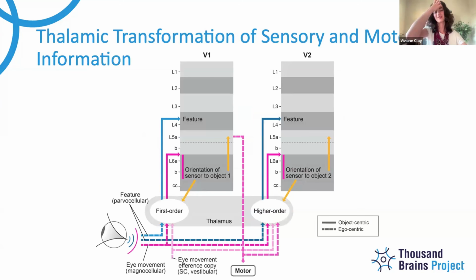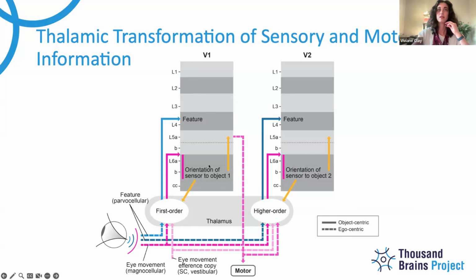Okay, so now to the first big new proposal in this paper, which is the role of the thalamus in transforming sensory and motor information from an egocentric format into an object-centric format. So whenever information enters thalamus, it will be in an egocentric format. It will be relative to the body or some structure on the body, like to the head or something like that. And that's indicated by these dashed lines.